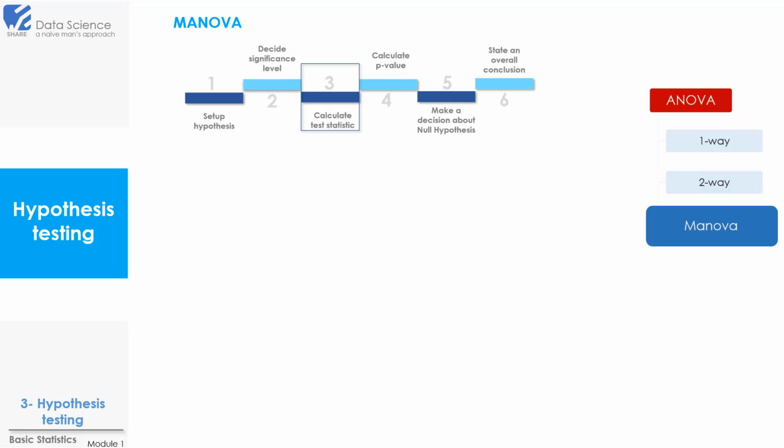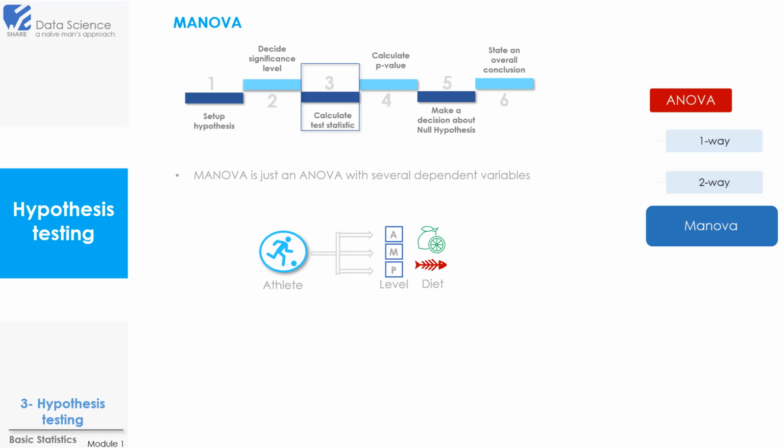Then the last test is Manova. Manova is just like an Anova test, but it has several dependent variables. So we will go back to our athlete example again. Here we have three levels of athletes and their dietary habits. But this time we want to compare two dependent variables instead of one. So we will measure strength level as well as their annual income. In such cases, when we have more than one dependent variable, we can use Manova test.